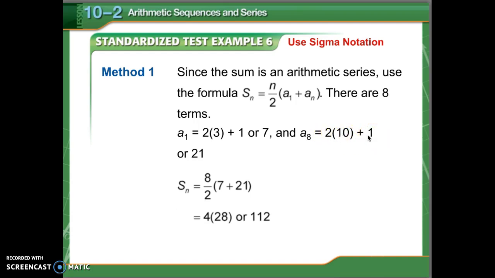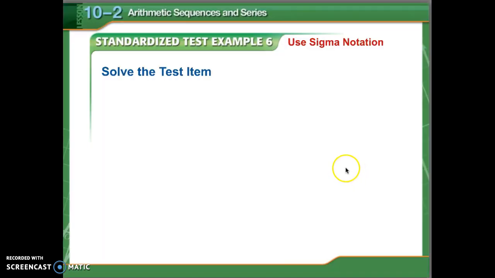And then think about the fact that if you're starting at the number 3 and you're going to the number 10, from 3 to 10, there's 8 terms. So 3, 4, 5, 6, that's 4. 7, 8, 9, 10, that's 4. Together that makes 8 terms. So that means the 8th term was 21. The first term was 7, the 8th term was 21. You plug that in, n is 8, first term was 7, nth term was 21. Simplify this down, you're going to get 112 for the sum. That's one way of doing this.